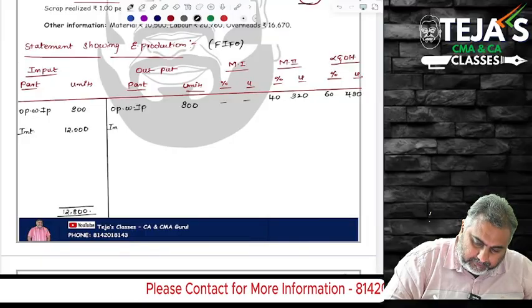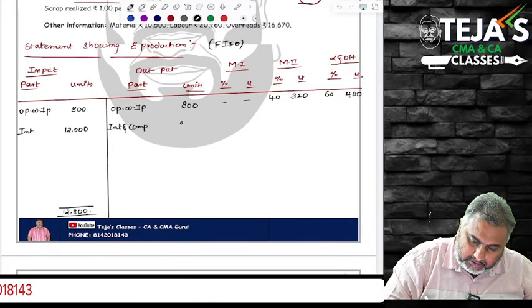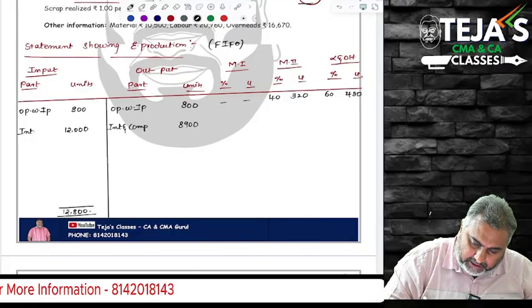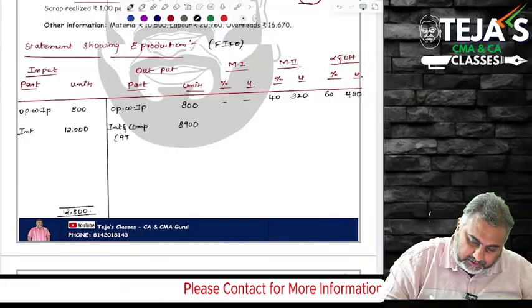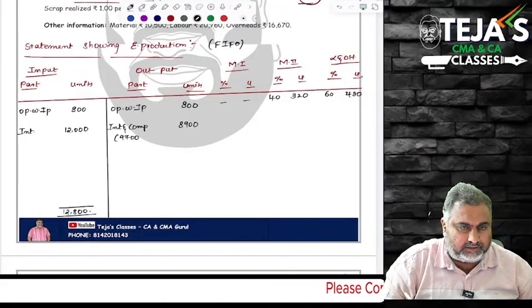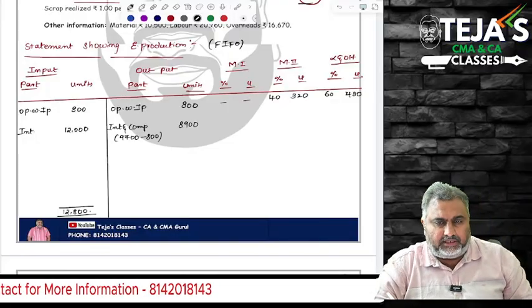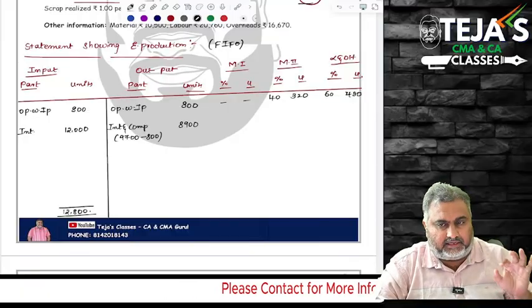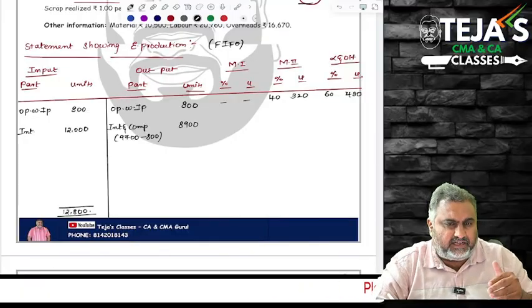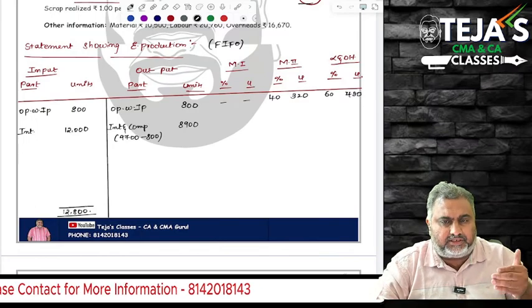Next, introduced and completed. Totally 8,900. Sir, how did you get 8,900? Transferred to next process is 9,700. In that, the opening part belongs to how much? 800. So the balance will be how many units? 8,900 units.